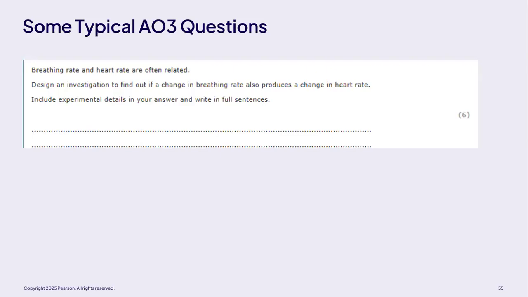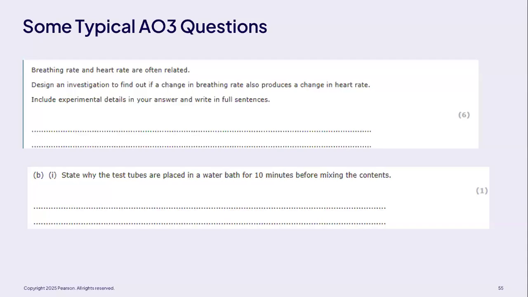So a typical AO3 question: breathing and heart rate are often related. Design an investigation to find out if a change in breathing rate also produces a change in heart rate. So it's taking information that they've got and applying it to a new situation, a new experimental design. And that's a 6-mark question. And we'll be looking for things like control of variables and designing a good investigation. And then the second part, a 1-mark question: state why the test tubes are placed in a water bath for 10 minutes before mixing the contents. That is a straightforward question about experimental design.